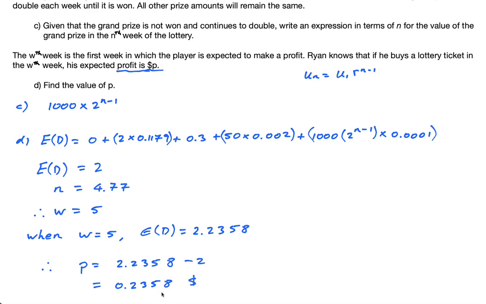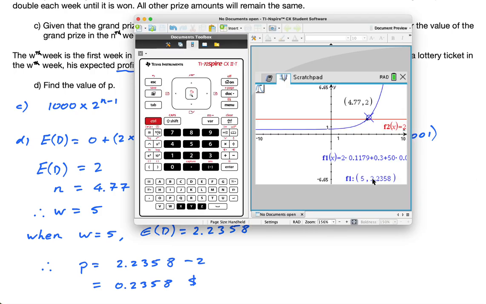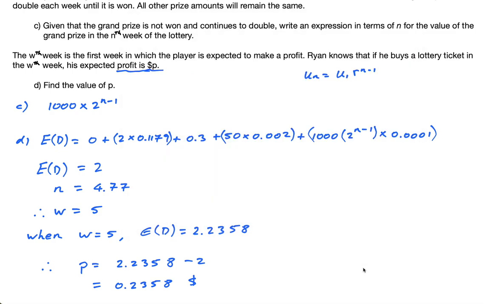Now you may ask, should I round it here? No, because the start of the question said to make sure you round all your answers to 4 significant figures. So that's what I'm going to round to, 0.2358. I just wanted to make sure that it was rounded correctly, but that's fine.